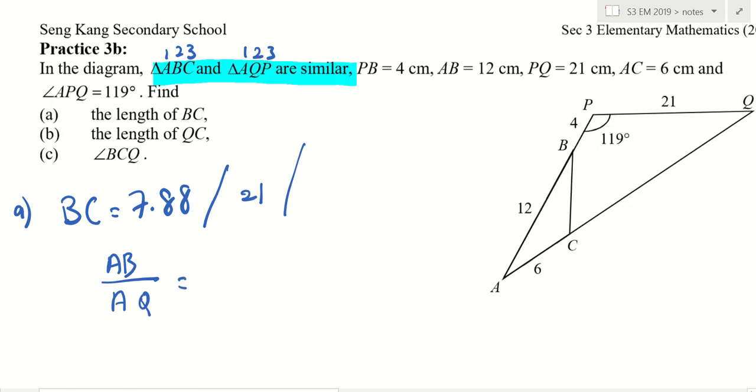Next one will give us the next ratio. If I say BC, I must divide by PQ, the same. If I say AC, I must divide by, next one, Mingyuan.